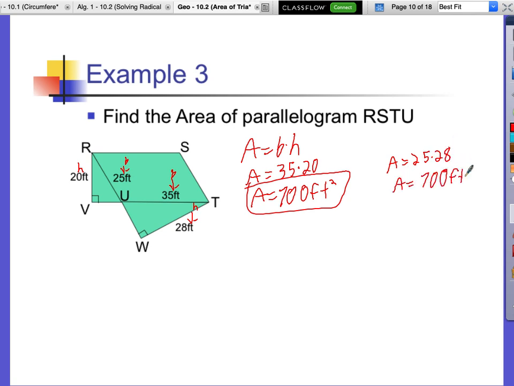Yeah. Remember earlier when I said it doesn't really matter which base you choose, as long as your height is perpendicular, you'll be fine? This is where that comes into play.